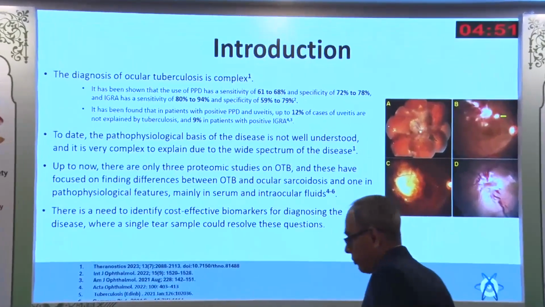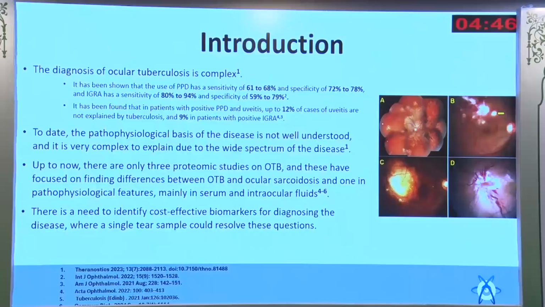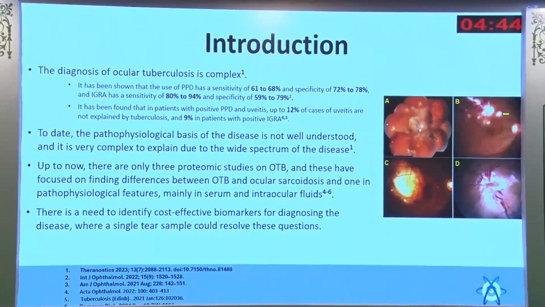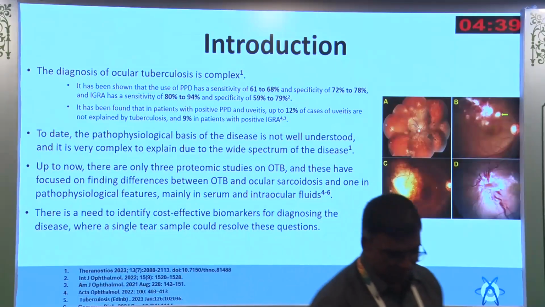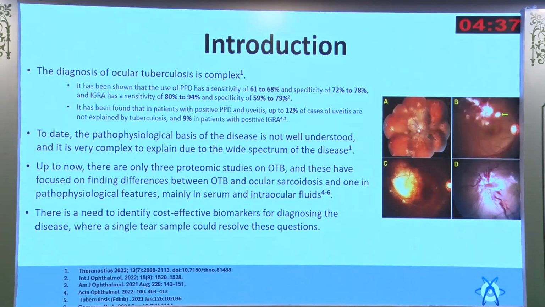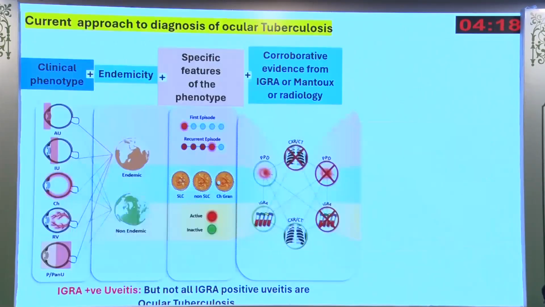To start with, we wanted to set up the problem statement upfront. The problem is that infective uveitis, in the form of the prototype case of TB uveitis, is difficult to diagnose based on the tests available right now. And the pathophysiology is not very well understood. There are few studies done in the past related to proteomics. So in our study, we studied the proteomic profile from the ocular surface, that is from the tears, and also parallel samples from the serum, to differentiate between IGRA positive, which is TB positive, and IGRA negative, which is TB negative patients, and also to assess the correlation with immunoglobulin.